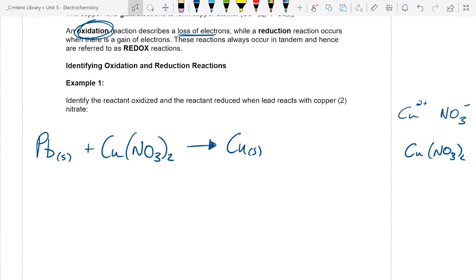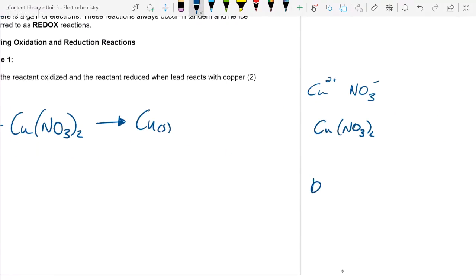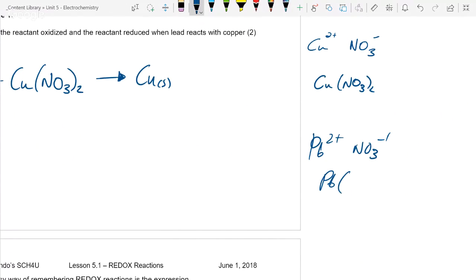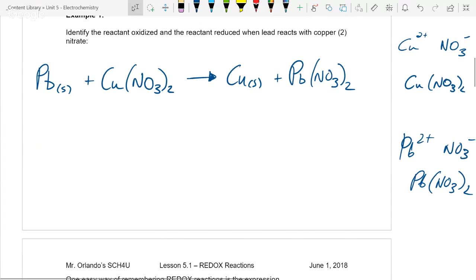because now what's going to be together? Lead and nitrate. We know nitrate's -1. And lead, I looked up on the periodic table of the ions, and it's 2+, so this is actually going to be very similar. It will be what? Very good. Nice. And these will both be aqueous, right? We're assuming.